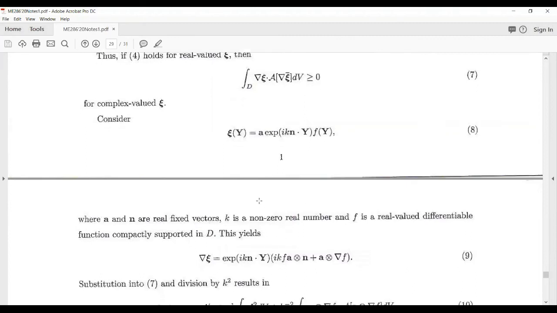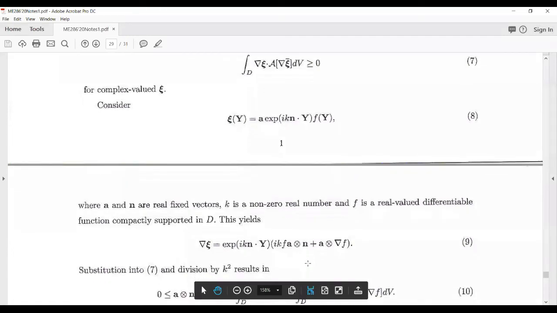I can take the gradient of this now with respect to y. I'll let you do that. You can show that that just gives you the exponential back again. Then you get i k f times the gradient of this parenthesis and the exponential, which gives you a tensor product of A with n. You should verify that for yourselves. And then we have to take the gradient with respect to f, which gives you A tensor product grad f with an exponential factored out in front.